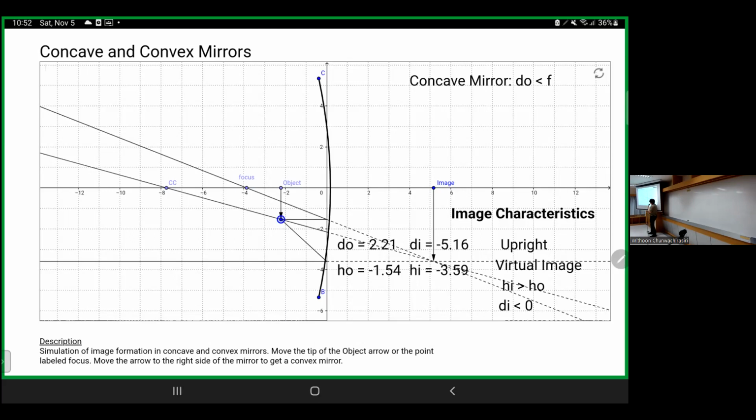See, the reflection coming off from this is now diverged, so they're never going to cross. But if you put your eyes here, your brain will tell you that the source is coming from there. So that's why you can see your face bigger. Got it? The height is bigger than the original, and that's your magnified image right there. Cool.